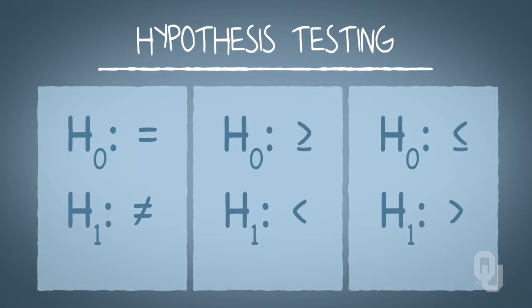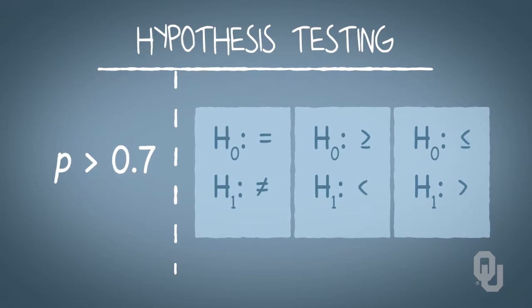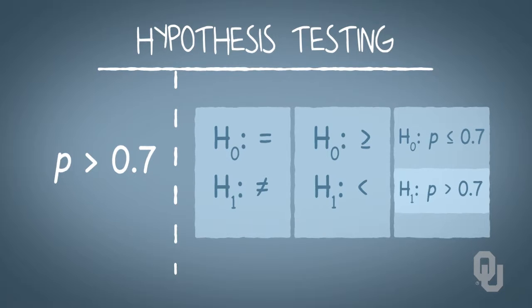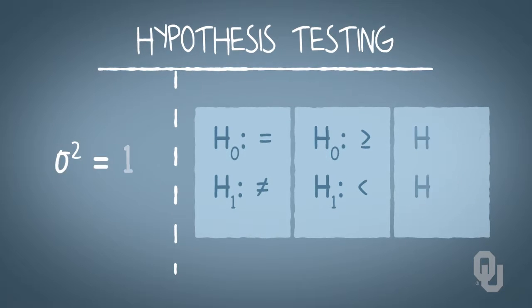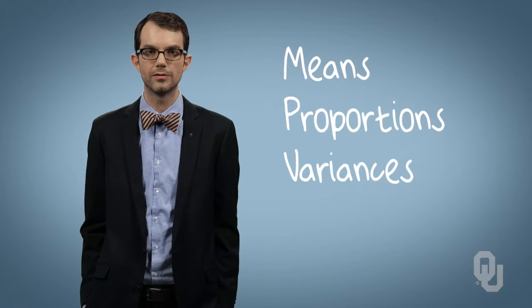If you want to test if a population proportion is greater than 0.7, then we look at those three options for a greater than statement. That's in the alternative hypothesis of this set. If we want to know if the variance of a population is equal to 14, we have to look for an equal to statement. We get a strict equal to statement with this set of hypotheses. The population parameters that we can formulate hypotheses for are means, proportions, and variances.